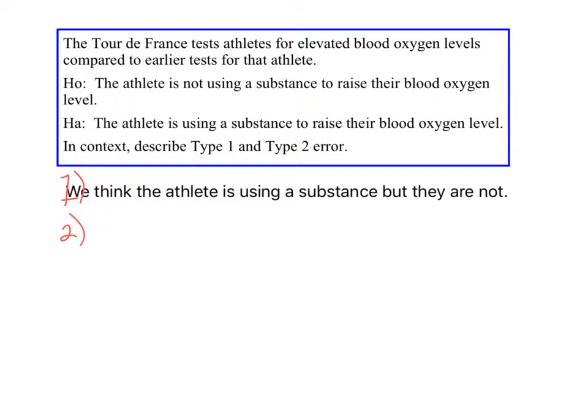Type 2 error, if you'll recall, is failure to reject the null, when in fact the null is false. So if I fail to reject it, I say they're not using, but in fact I should have rejected, meaning they were using. So there's your type 2 error, right? Because you failed to reject, meaning you don't think they're using, but you should have rejected, meaning they were. Okay, so we don't think the athlete is using a substance, but they are. Let's do a little more work with this context.